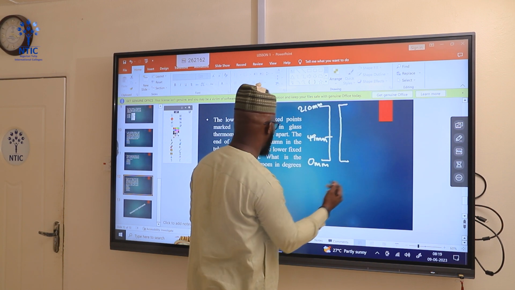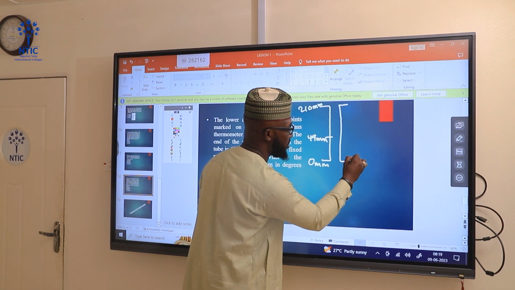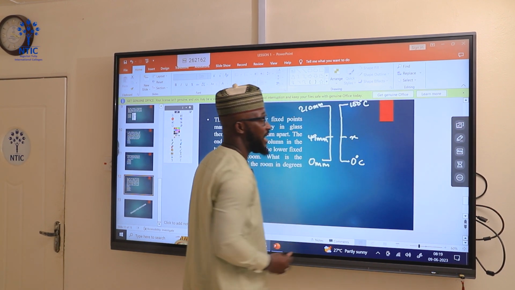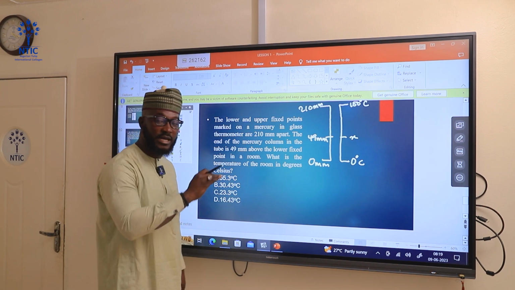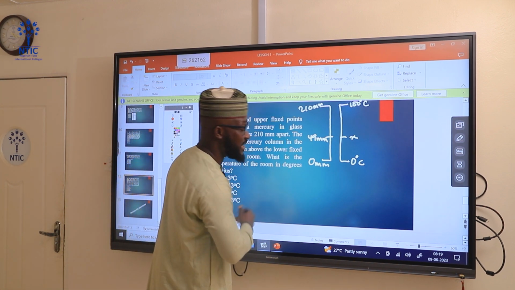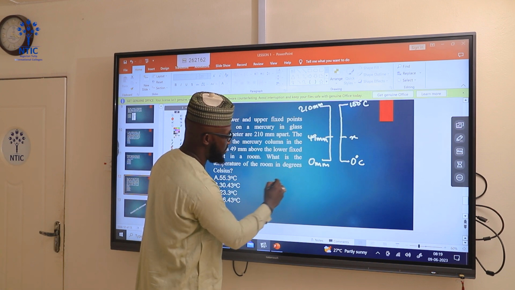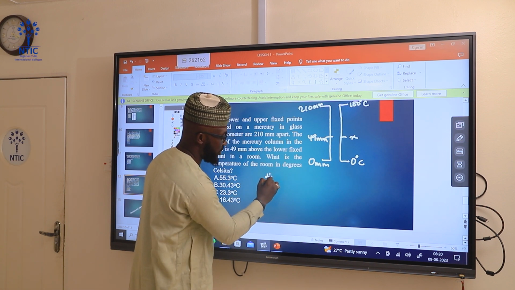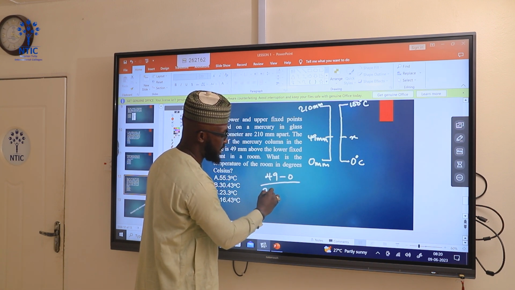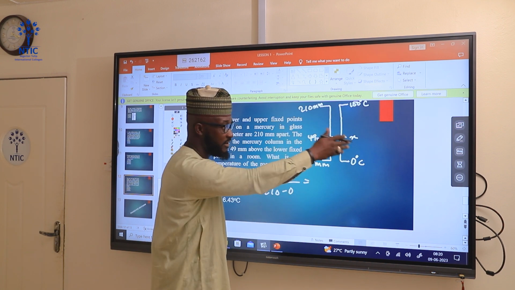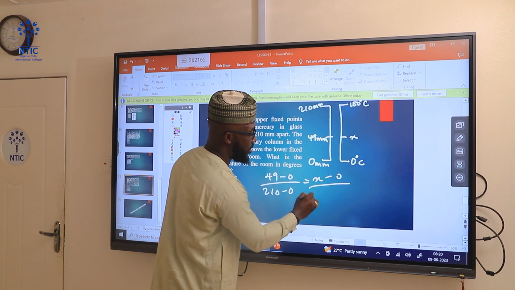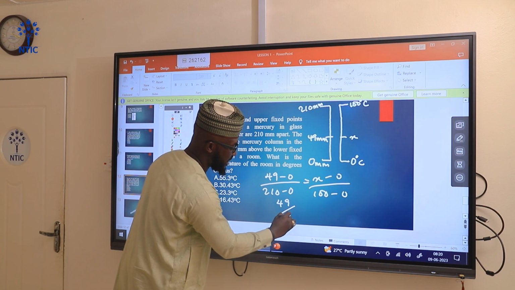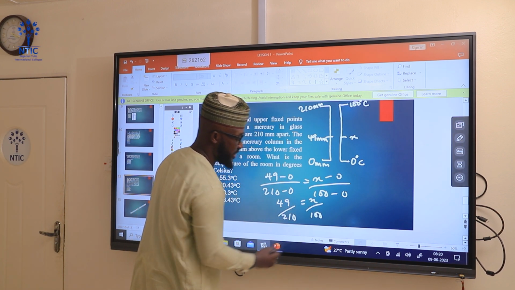So we are going to draw our Celsius scale here, which is going to be 0 Celsius, upper fixed point of 100 degrees Celsius. Then somewhere here is where we have X. So quickly let's try to see how we can find X. Let's consider the left hand side first. Taking the mercury level minus the lower fixed point all over upper fixed point minus the lower fixed point, which is going to be 49 minus 0 all over 210 minus 0. We do the same for the right hand side, which is X minus 0 all over 100 minus 0. So here we have 49 over 210 equals X over 100.